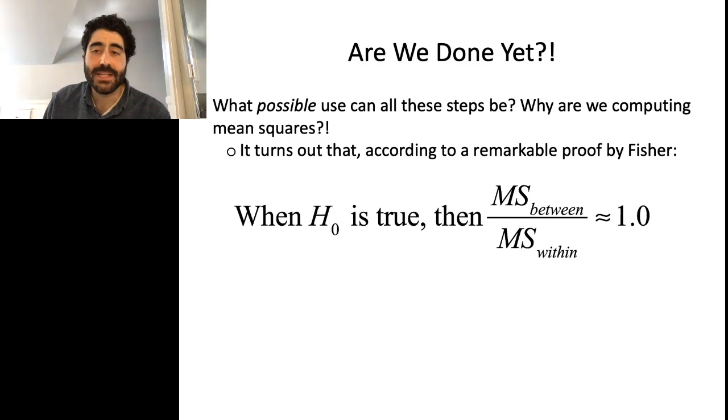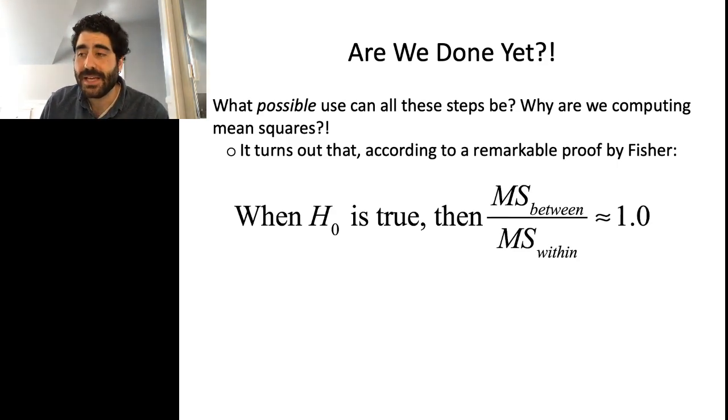The way we're going to run this ANOVA test is that if the null hypothesis is true, then the mean square between groups should be about the same as the mean square within groups. So the ratio of mean square between to mean square within is going to be about equal to 1 if the null hypothesis is true. The first null hypothesis we're going to test is just whether these group labels have any meaningful relationship to the thing that we're actually measuring.